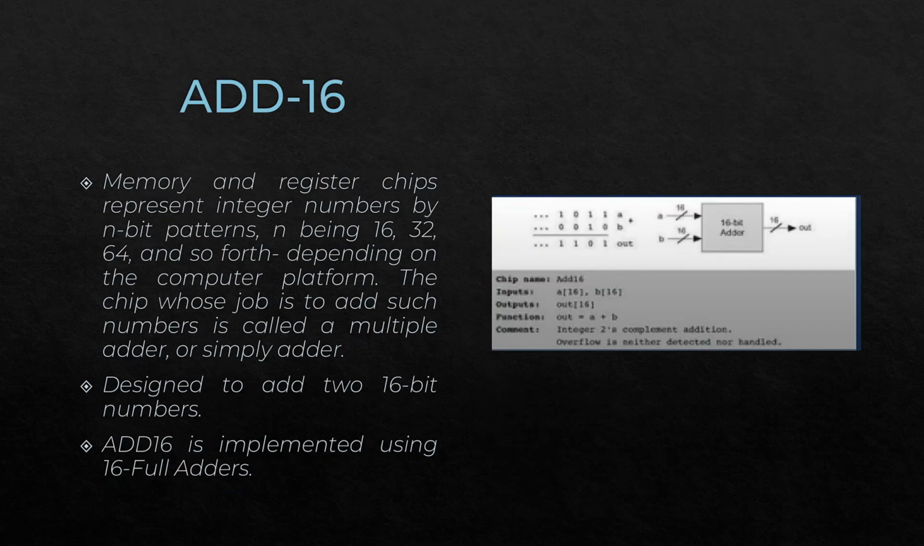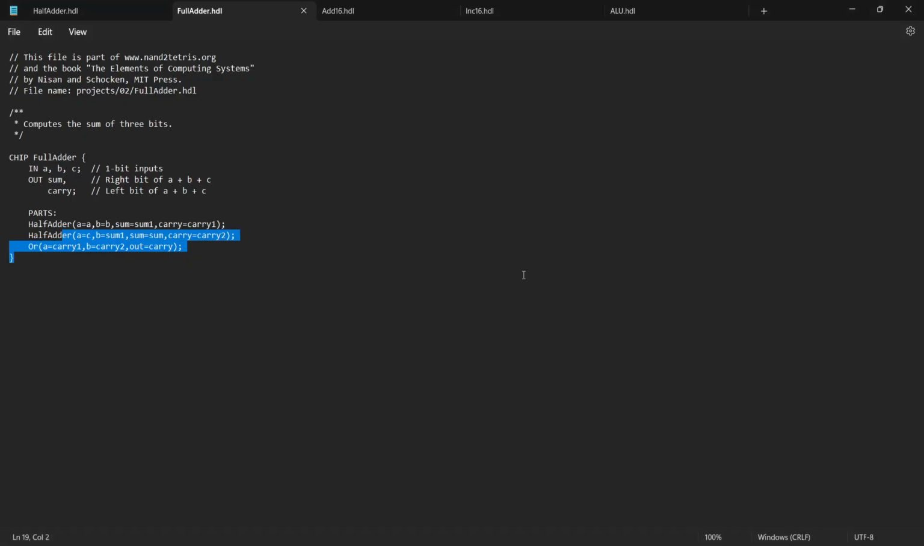Now some of the applications of the adders are Add16 and Inc16. Memory and register chips represent integer numbers by n-bit patterns, n being 16, 32, 64, and so forth depending on the computer platform. The chip whose job is to add such numbers is called a multi-bit adder, or simply adder. It is designed to add two 16-bit numbers. Add16 is implemented using 16 full adders. So as it says, we'll be implementing the 16-bit adder using 16 full adders. Let's see the code for this.